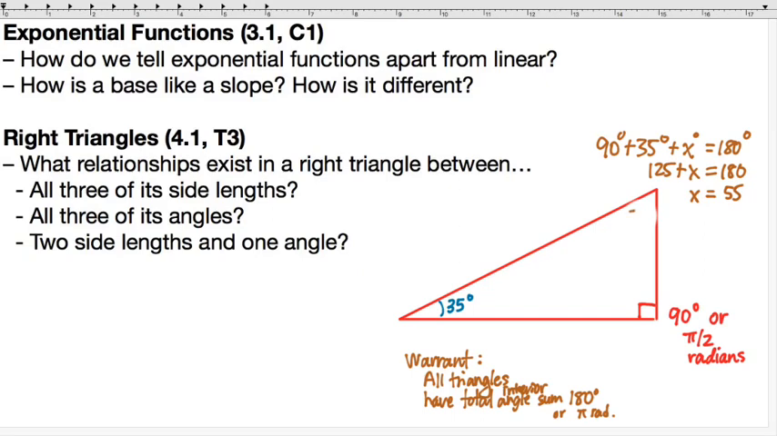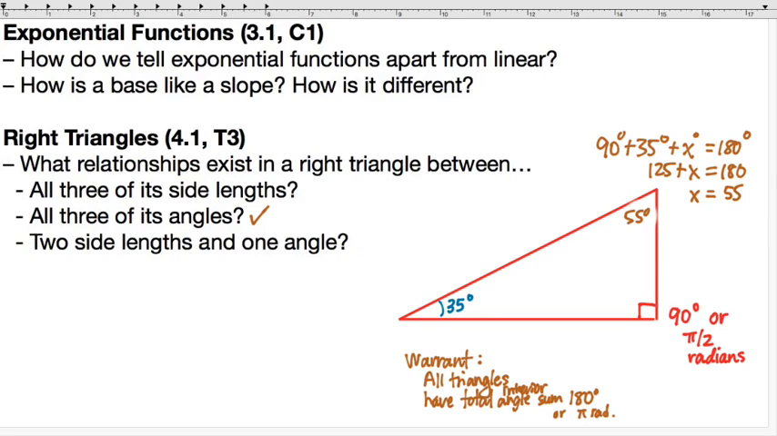Okay, so that covers the first topic that I wanted to do. What relationship exists in a right triangle between all three of its angles? Then, at least in all the cases we're going to talk about, the interior angles all add up to 180 degrees or pi radians. Okay, so that handles the angles question. What about the lengths of the sides?